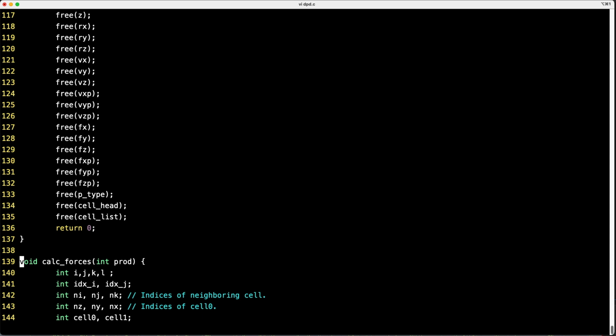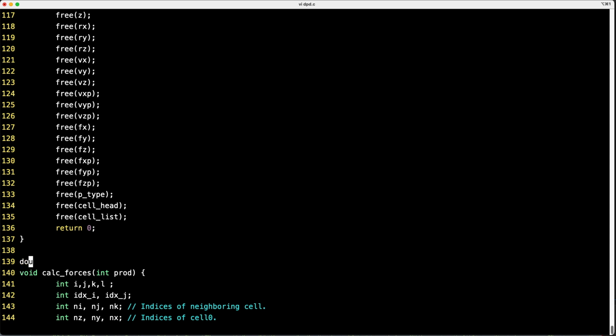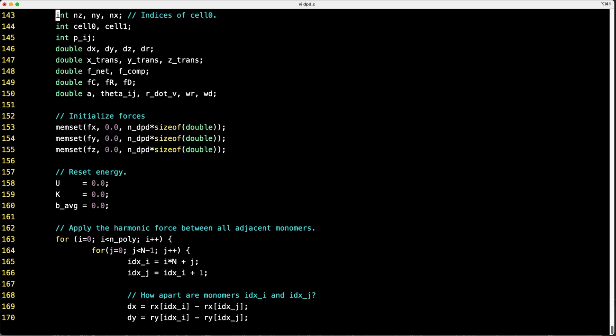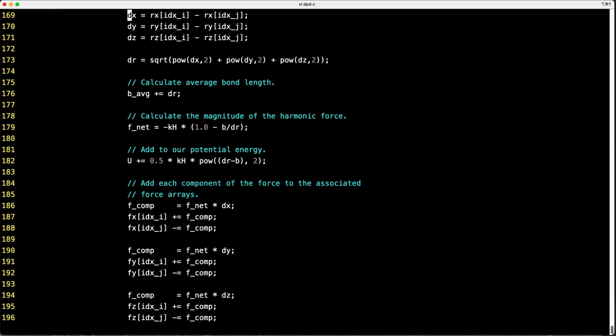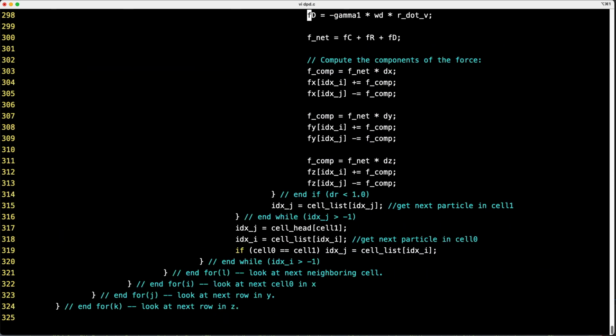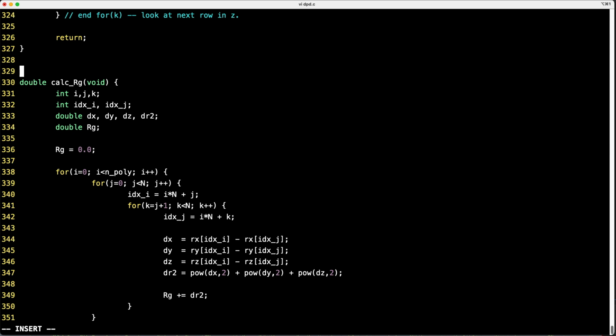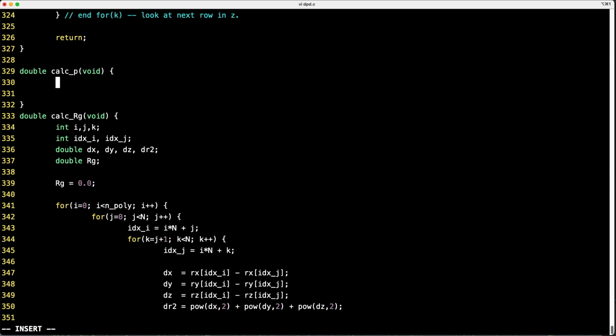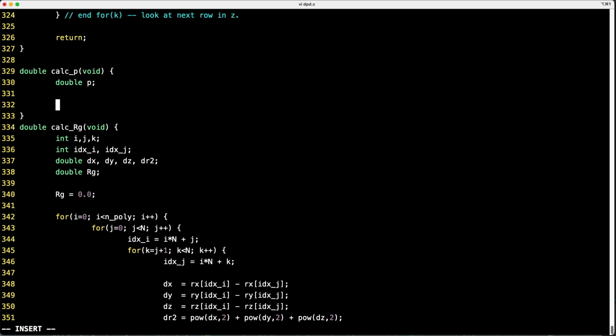Okay, so let's do this. Let's look at... Well, we don't want to put it here. We want to keep it in alphabetical order. So let's go down. We'd like to calculate the momentum. So integer. Momentum will be a double, and we will return that value.